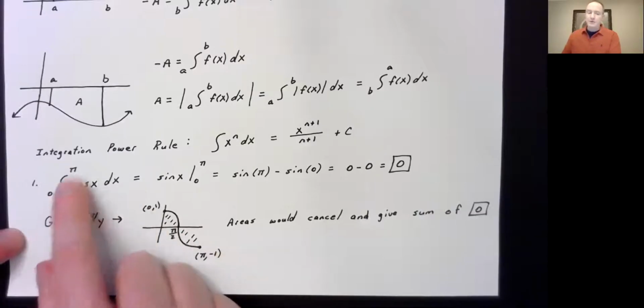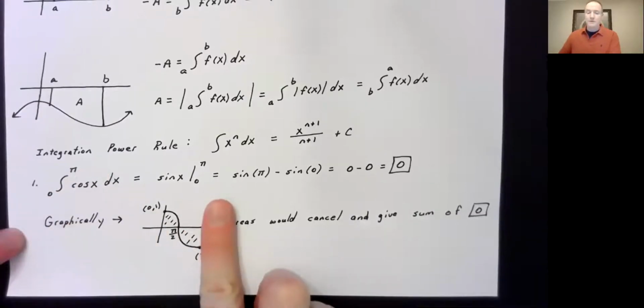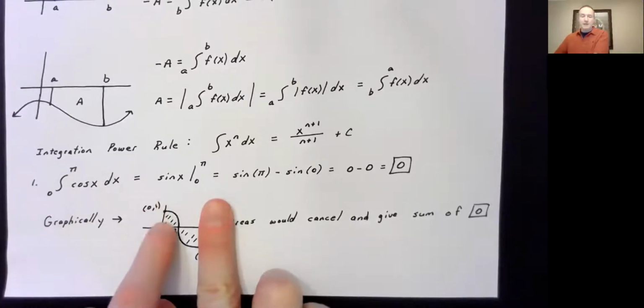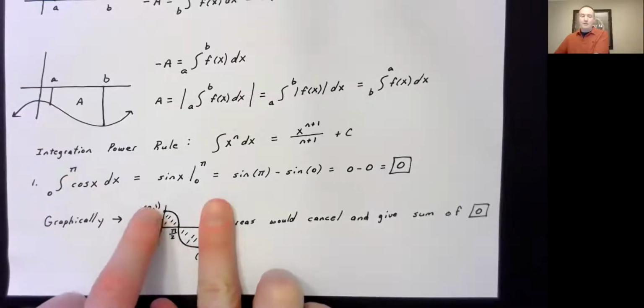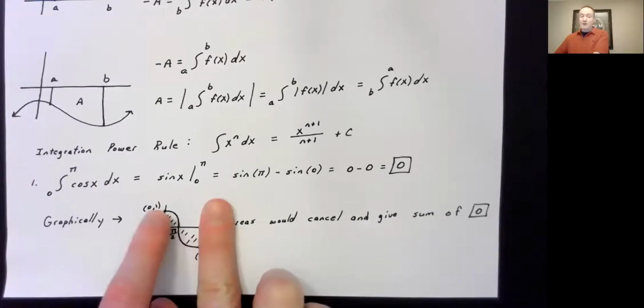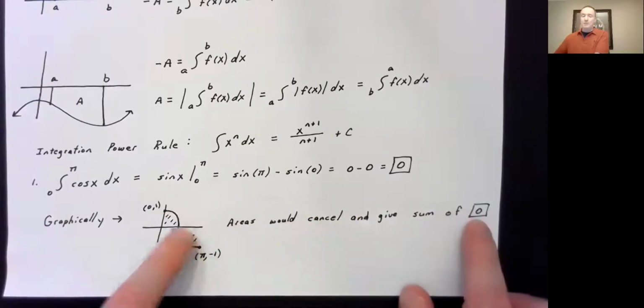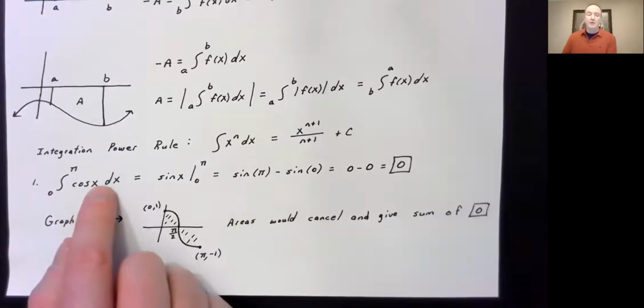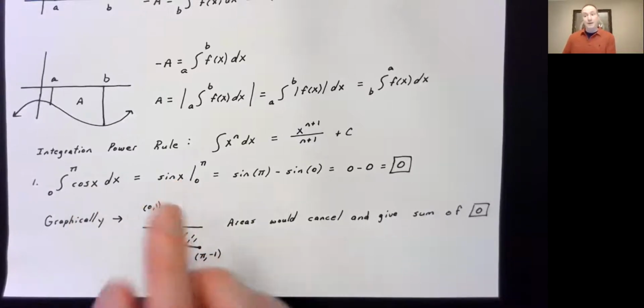Now, what the integral from 0 to pi is going to do is it's literally going to block off your function from there to there and say, hey, what's the area from here to here? Well, whatever the area is here, it's going to be equal and opposite in this region. So I can say, well, that's just going to cancel each other out, and those areas would give me a sum of 0.